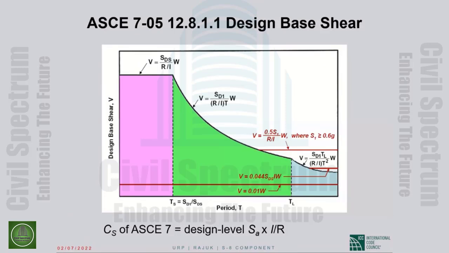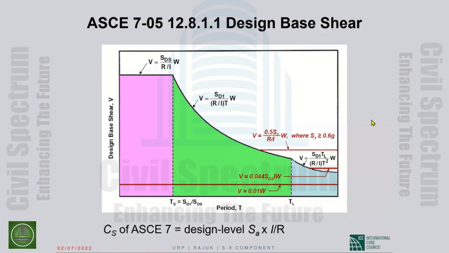Modifications number 2 and 3, we lower the elastic spectrum by the response modification factor R, and at the same time raise it by the importance factor I. Again, we lower the elastic spectrum by the response modification factor R, and we raise it at the same time by the importance factor I. That is the division by R over I that you see in the picture. Okay, those are steps 2 and 3.